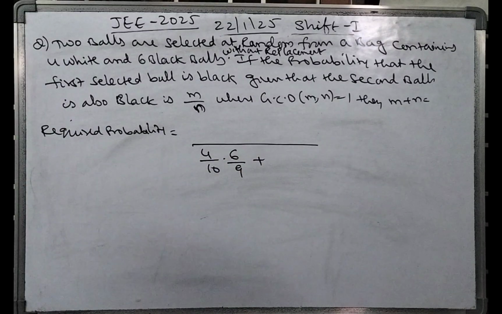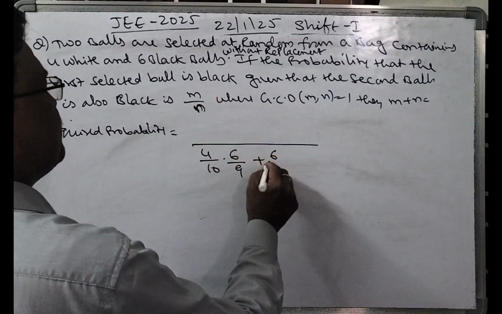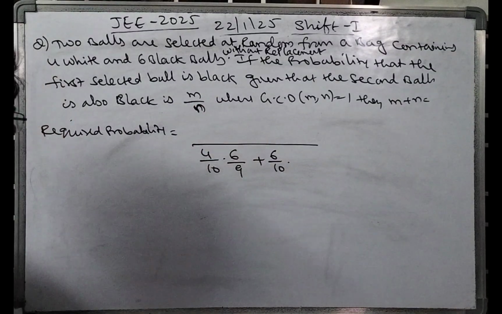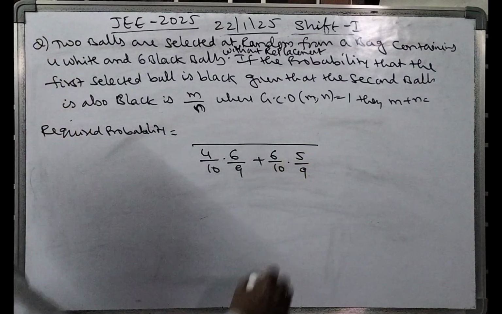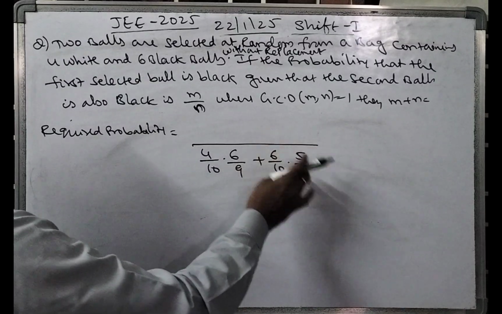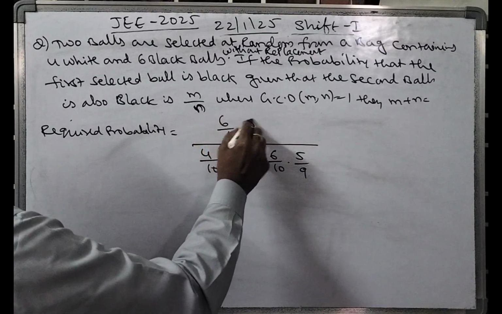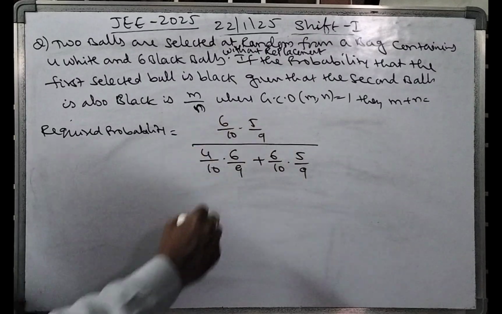The next possibility is the first ball is also black, the second ball is also black. First ball black is 6 by 10, second ball black. Coming to the second ball, one black ball is gone, so only 5 black balls are remaining. That's why you get 5 by 9. So our required probability is the first ball black and the second ball black, that means 6 by 10 into 5 by 9. So this is the total possible cases and this is the required case.